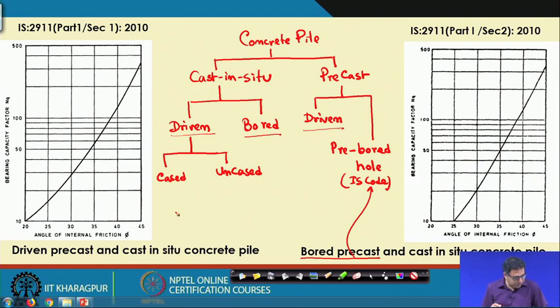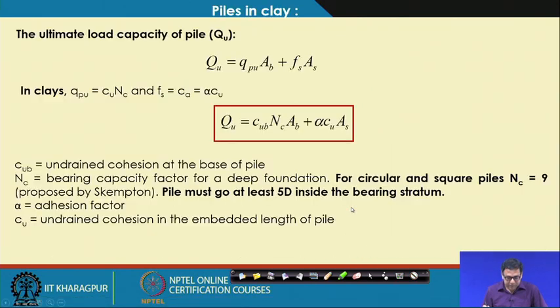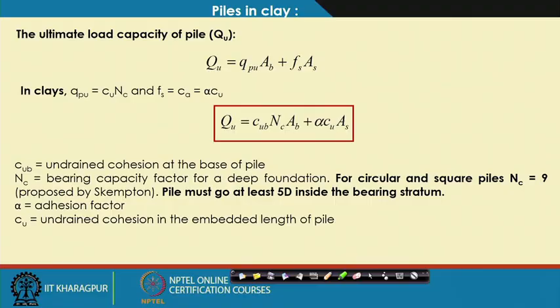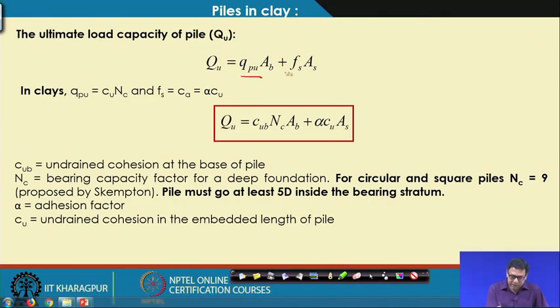Next, I will discuss the bearing capacity of pile in clay. Similar to sand, the resistance will come from the tip or base and the friction. This is the base and this is the friction, and the base one will be the CNC.